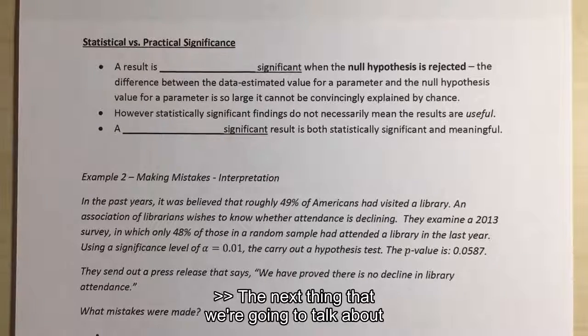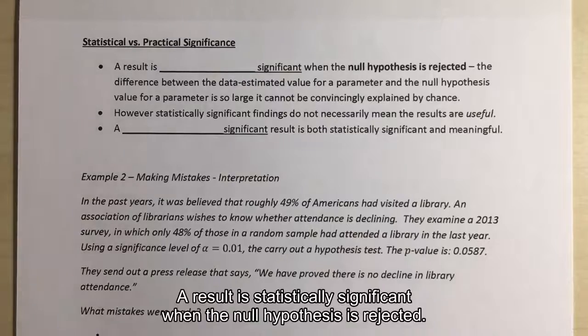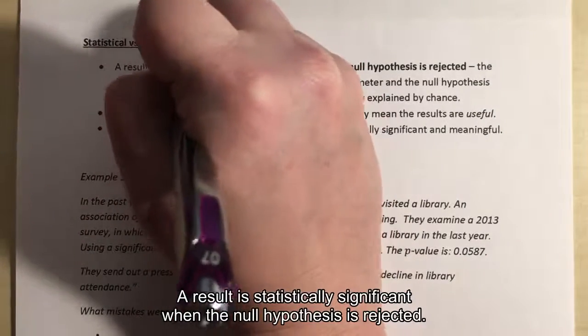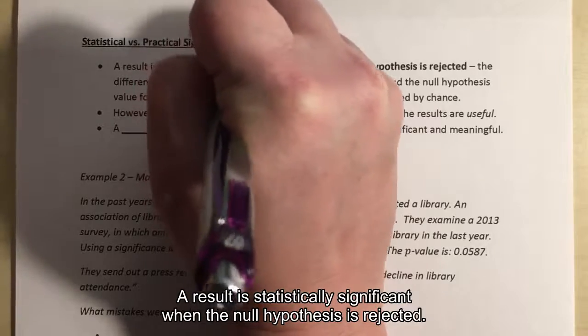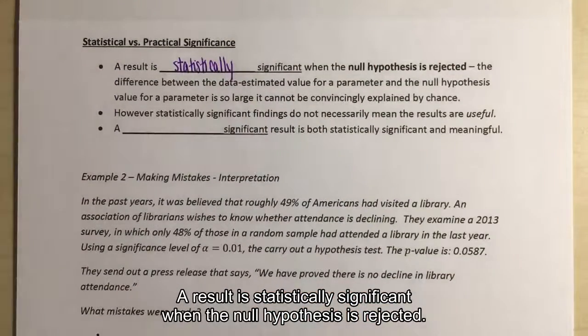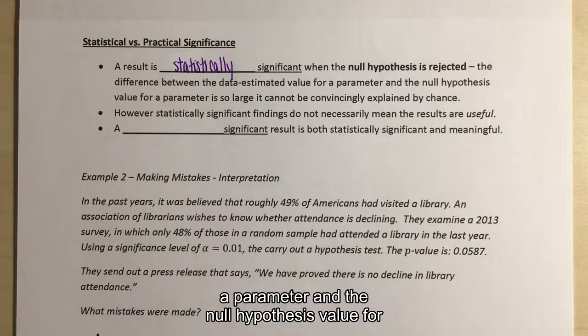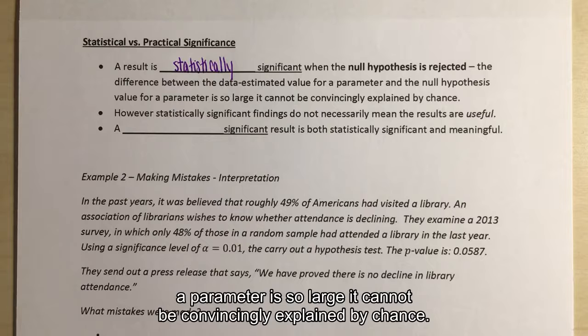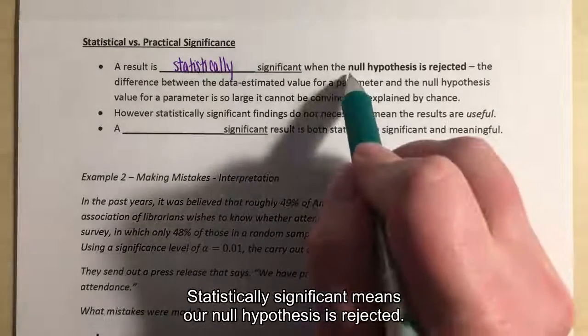Right, the next thing that we're going to talk about in this section is statistical versus practical significance. A result is statistically significant when the null hypothesis is rejected. The difference between the data estimated value for a parameter and the null hypothesis value for a parameter is so large it cannot be convincingly explained by chance. So statistically significant means our null hypothesis is rejected.